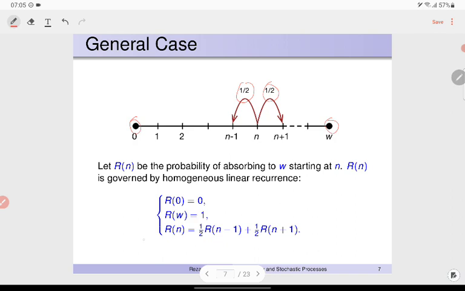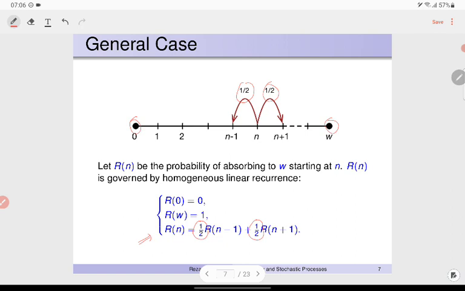Let's focus first on this recurrence, namely Rn is equal to 1/2 Rn minus 1 plus 1/2 Rn plus 1. So this is actually natural. Namely, if the object is at position N right now, then it can move either to the left, namely to position N minus 1, or to the right at position N plus 1, and this happens with the same probability, namely 1/2. Okay, so this is the main recurrence.